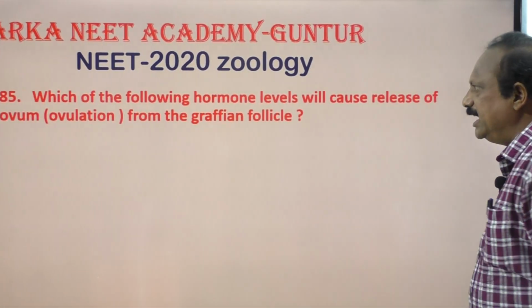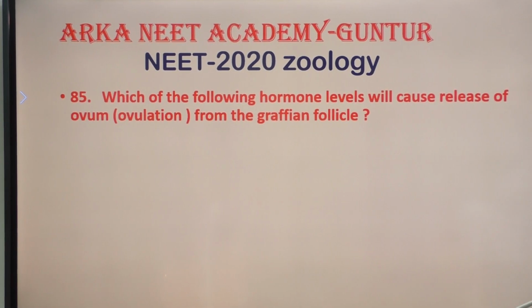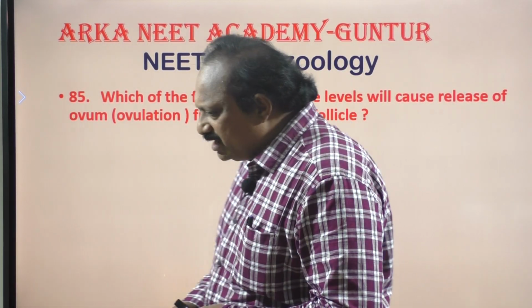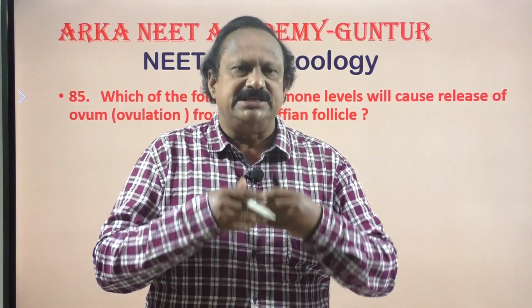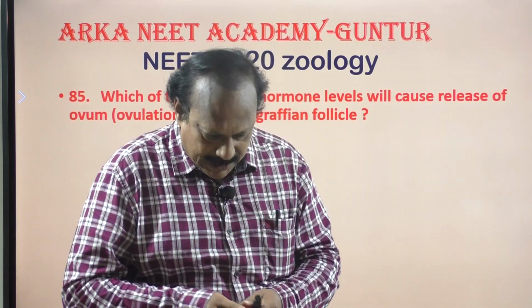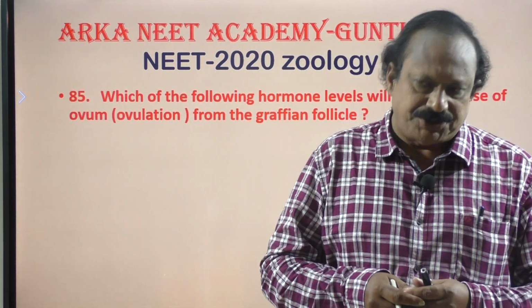Now come to the another one. Which of the following hormone levels will cause the release of the ovum or ovulation from the Graafian follicle? On the midday of the menstrual cycle, the Graafian follicle ruptures and releases the ovum into the coelomic fluid. We call it as ovulation. The ovulation is influenced by hormones.